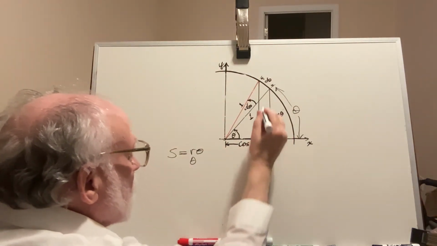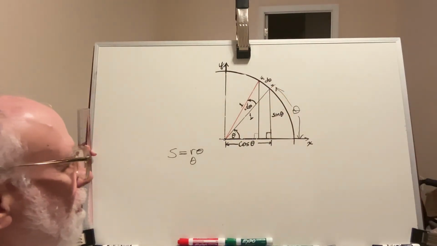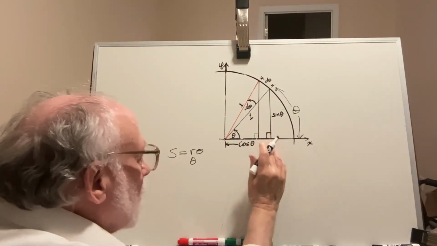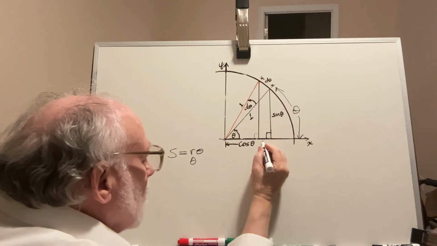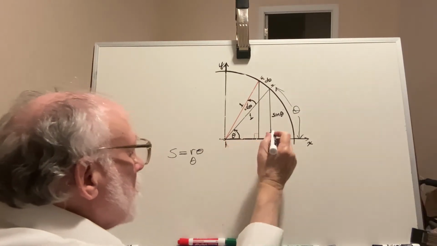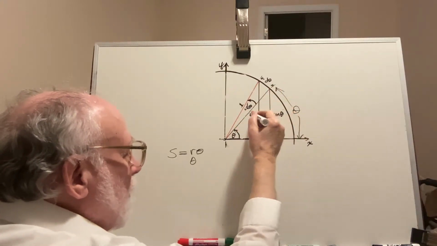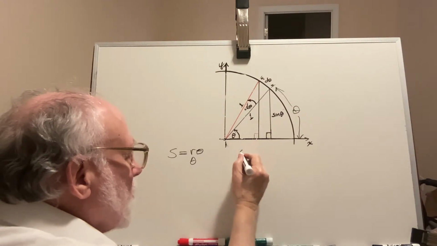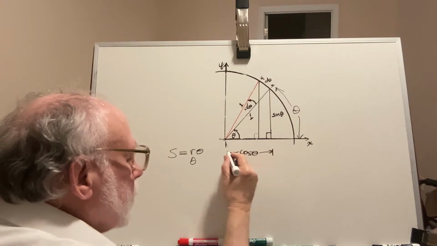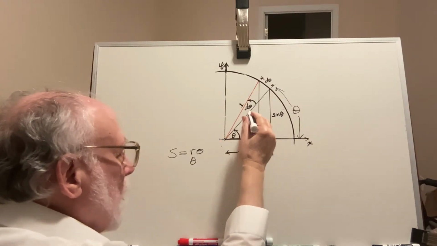Okay, here are the new positions. The sine has increased, but what happened to the cosine? Well, the cosine decreased. And this is sine because the hypotenuse is 1. Sine is opposite over hypotenuse. This is the cosine originally, because cosine is adjacent over hypotenuse. Hypotenuse is 1.